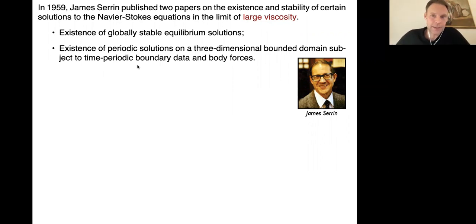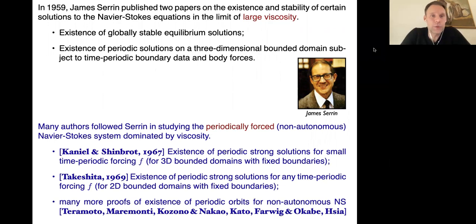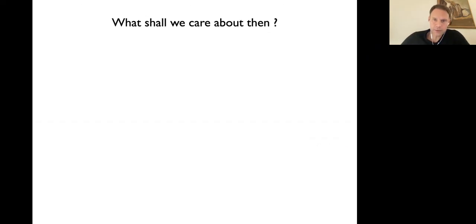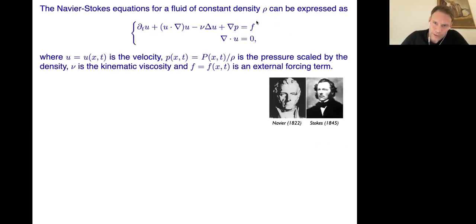And after that, many people followed the pioneering work of Serrin by studying the periodically forced problem. And from the viewpoint of dynamics, this is what we call a non-autonomous dynamical system, because there is a term in there which depends on time, the time-dependent forcing term here. So if you think about the Navier-Stokes equation as a dynamical system, at least for short time, then if F depends explicitly on time, that's a non-autonomous dynamical system because the forcing term depends on time, right?